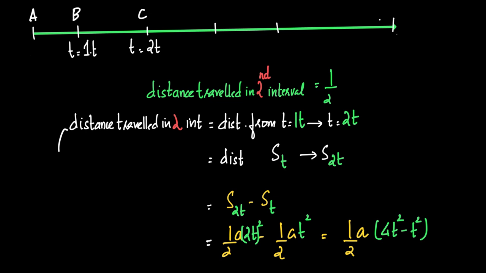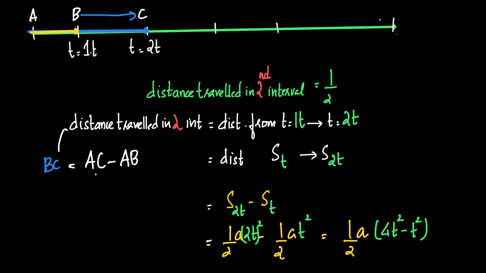Okay, so what is the distance traveled in the second interval? From the figure, it is BC, this distance BC. How will you find out BC? Sorry, my bad, yeah. So BC would be, from the figure, AC minus AB, right? So I can write down BC as AC minus AB. Now what is AC? AC is the distance traveled in t is equal to 2t. What is AB? AB is the distance traveled in t is equal to 1t. So we have s2t minus st.